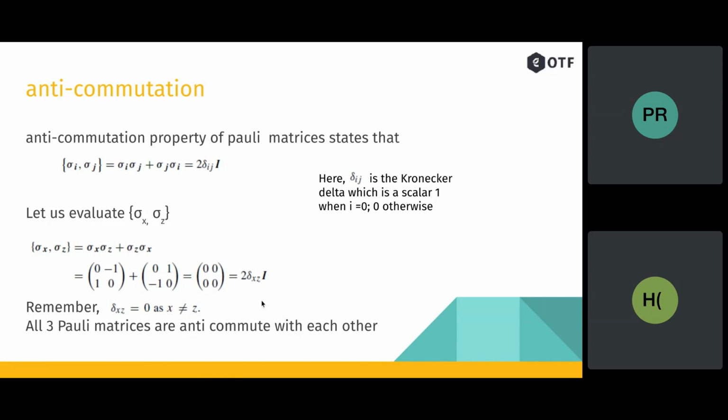And to represent that in Kronecker delta notation, delta xg equal to 0 if x is not equal to g, or if it is equal to 1, then it is 2, or 2 delta xg. So all three Pauli matrices are anti-commutative. That is, you cannot swap one over the other and have the vector be the same.